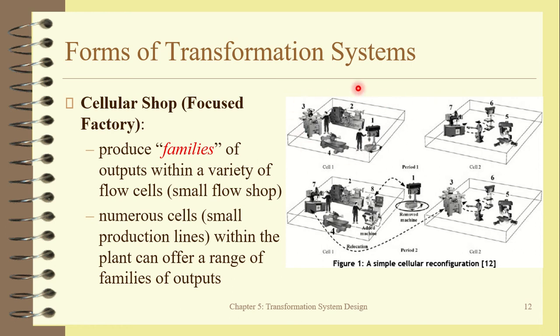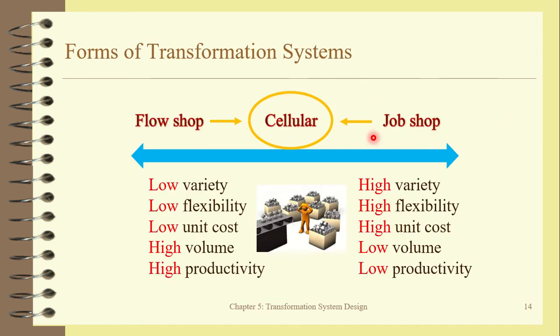This cell number 1, cell number 2, cell number 3, and cell number 4, something like that, right? So each cell will focus on a family of a product. In each cell, normally they form a small flow shop to produce a family of the product. So for this cellular shop, they can enjoy both benefits from job shop and flow shop.